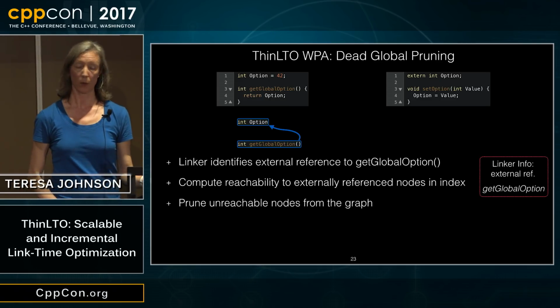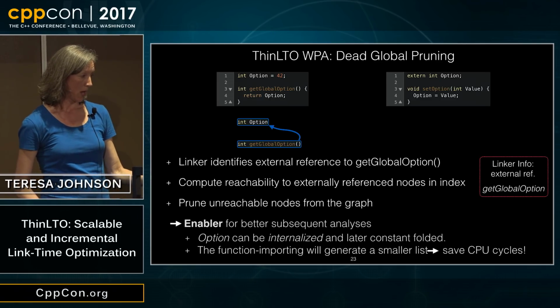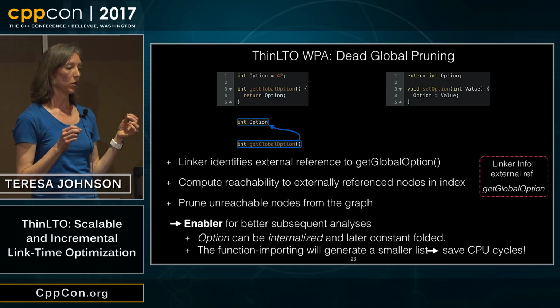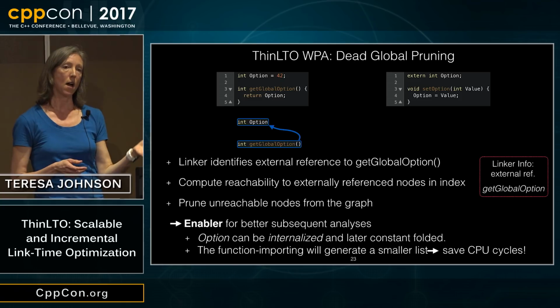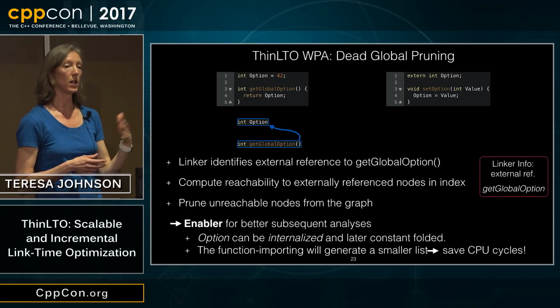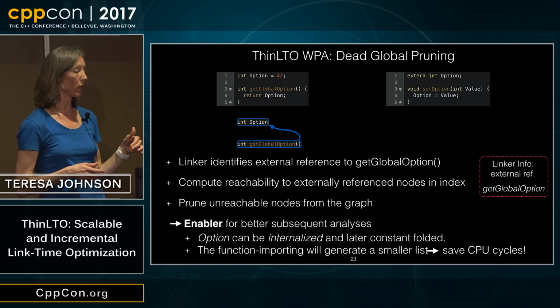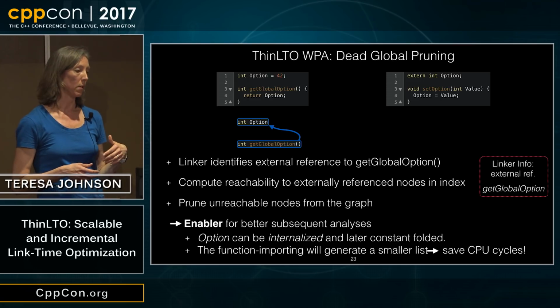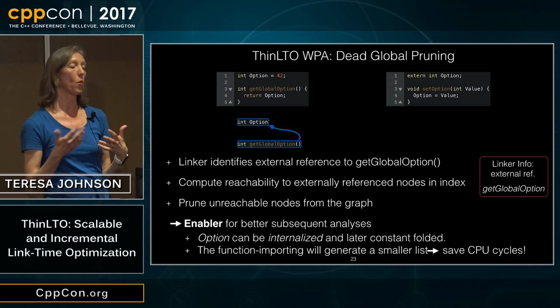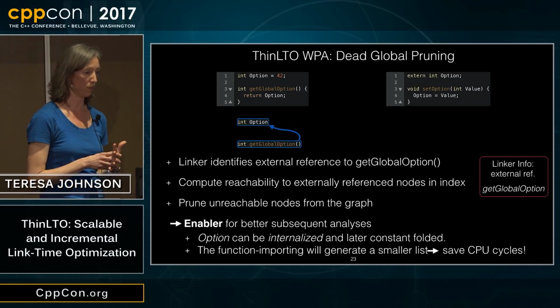And this has a couple of advantages. For one, you can do better optimization. Now, option, for example, is not referenced from any other module. So we can go ahead and internalize it. And that means that the compiler can then go ahead and constant fold it because it's guaranteed that there are no other writes from anywhere else to option.